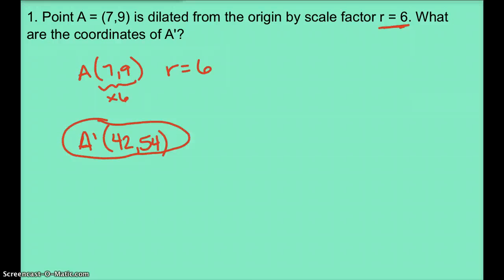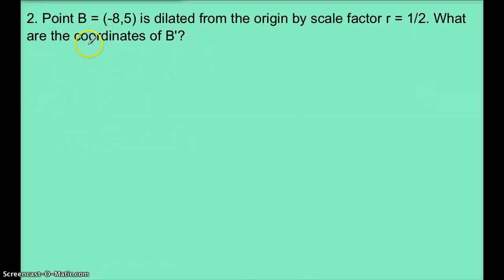Moving on to number 2, we have point B, which is located at (-8, 5), and is dilated from the origin by a scale factor of r equals 1/2. What are the coordinates of B prime? I'm going to take my coordinates of B, which were (-8, 5), and all I'm going to do is multiply each of those by my scale factor, which was 1/2.